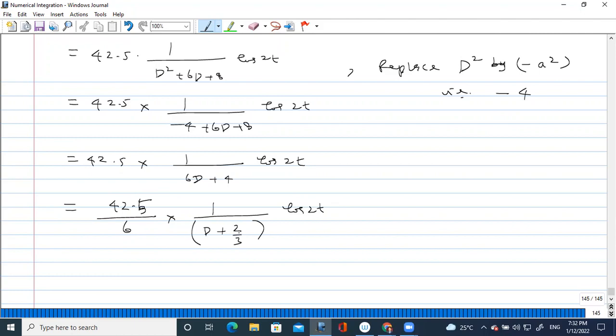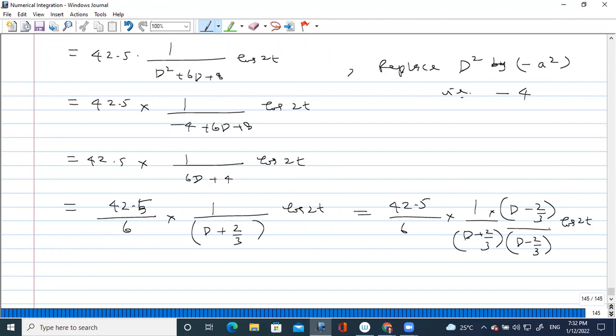Now what you have to do here, to make it D square, we make a trick that you multiply in denominator and numerator by D minus 2 by 3. So 1 divided by D plus 2 by 3, I multiply here D minus 2 by 3 and divide by D minus 2 by 3, and cos 2t. So this we do everywhere if our D function is not finished. Till then you have to do like this.